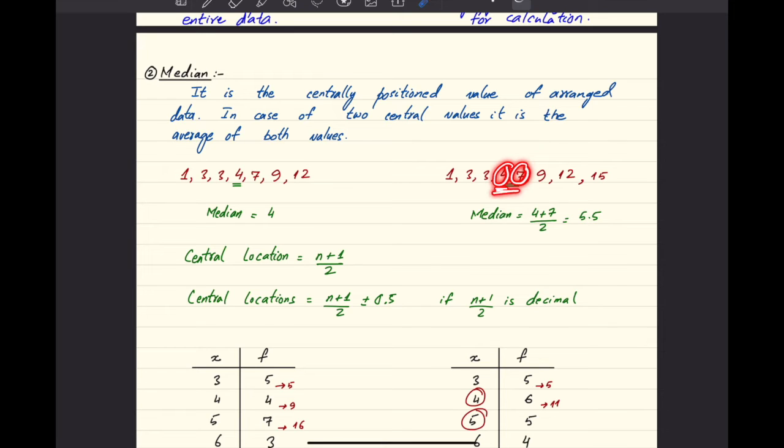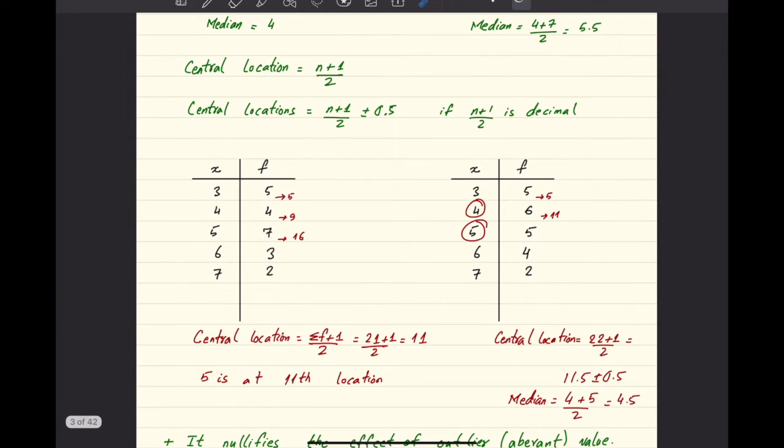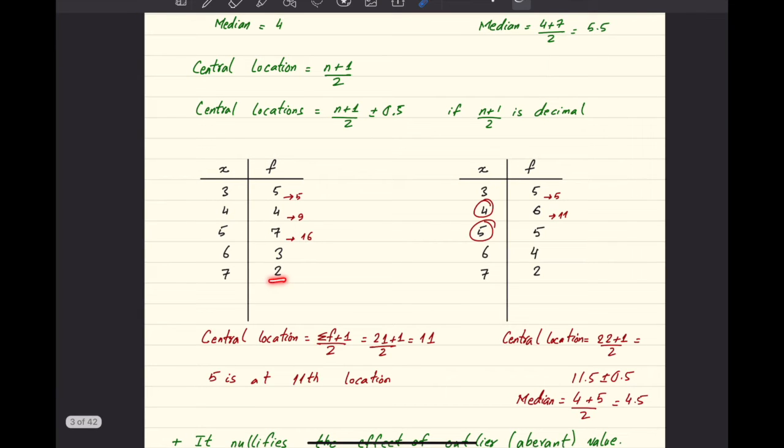So I'm going to average these out and I'll get myself the median value. I can do a similar thing in case of a frequency table as well. I first of all would calculate the total frequency. That would be my n, and I apply the formula. If I get one value, that means I just have to see what number lies at this position. Like the total frequency over here was 21. I did 21 plus 1 upon 2. I got 11 as my central location.